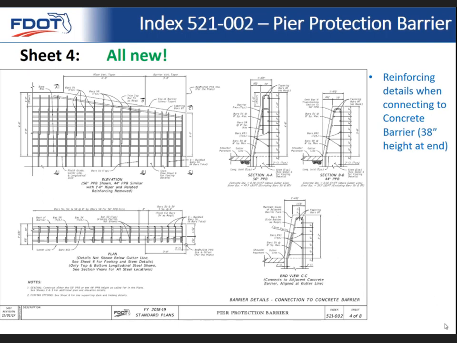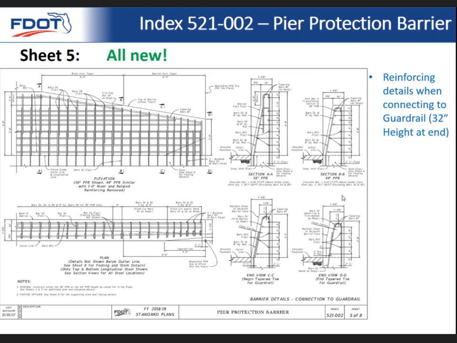And then here we've got some reinforcing details. This is for connecting to the 38-inch height barrier at the end, so we don't need to come down quite as far as for guardrail. And so all the reinforcing details are handled. We've then got our connection. Now we're coming all the way down to 32-inch height. This very last little section here is to connect to guardrail, to prevent all the snagging hazards with the concrete if a vehicle were to hit the guardrail.